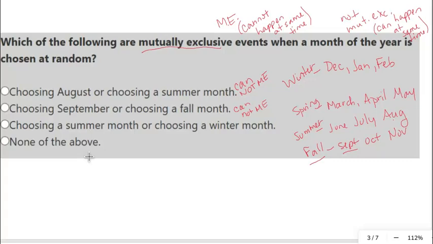Choosing a summer month or choosing a winter month. Those cannot happen at the same time. Those are two different seasons. And so that would be mutually exclusive. Okay, so see how you have to kind of keep that in mind because it's not what your brain wants to think. The word not is very tricky.